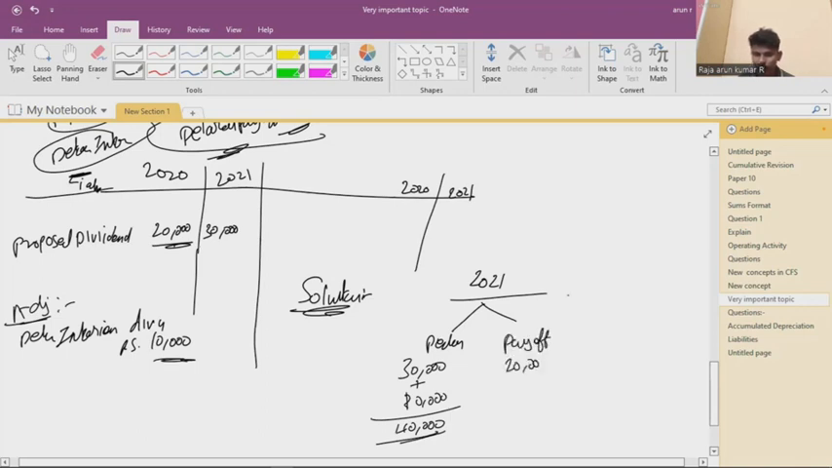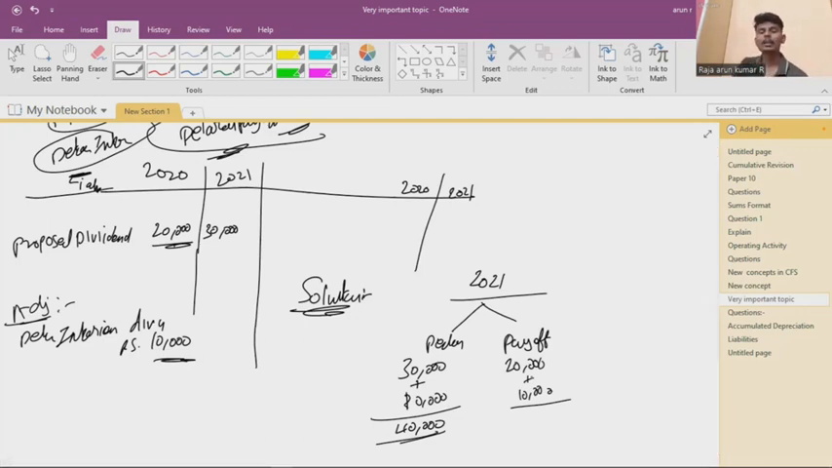Rupees 20,000 payoff means the previous year's proposed dividend was paid in the current year 2021. Add to that 10,000, the interim dividend. Then only your sum is correct. The interim dividend concept is that it is paid in the current year, so add it with the declared, and the adjustment they gave, add with the declaration and add with the payoff. Both we add, then only the answer is correct. Declared 40,000, payoff 30,000.